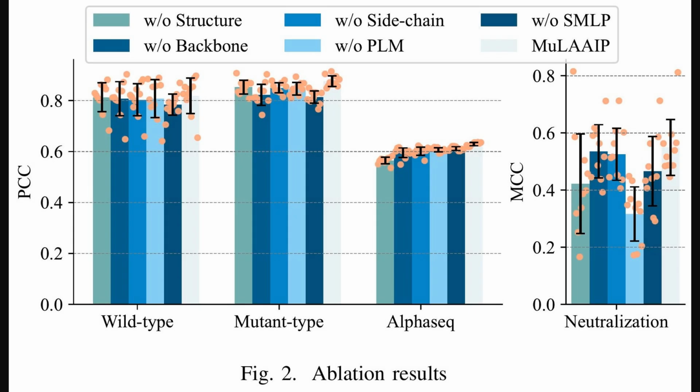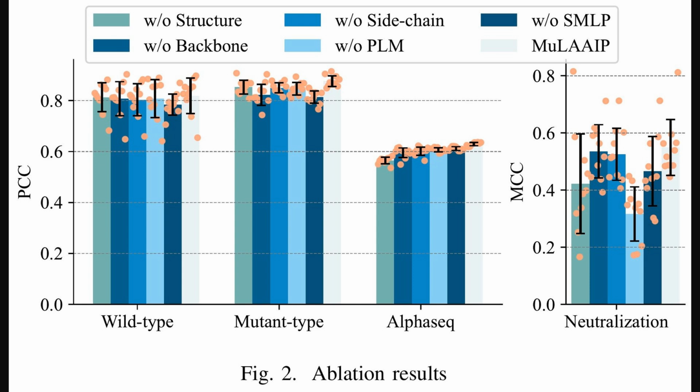Alright, now this figure shows results from an ablation study, which is essentially where researchers test their model by removing specific components, one by one, to see how crucial each one is. We're looking at performance on different tasks like wild-type binding affinity and neutralization.